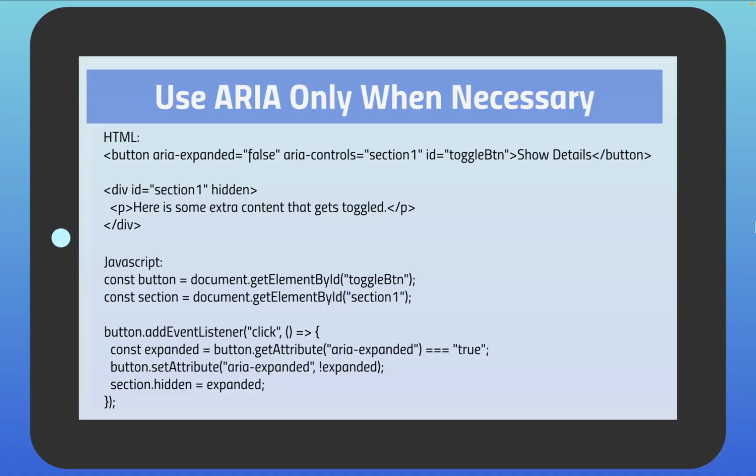Remember, use semantic HTML when possible, like buttons, navs, and forms, and use ARIA only when necessary, such as when building custom components. ARIA should enhance and not replace native HTML accessibility. Let's take a look at what this might look like.